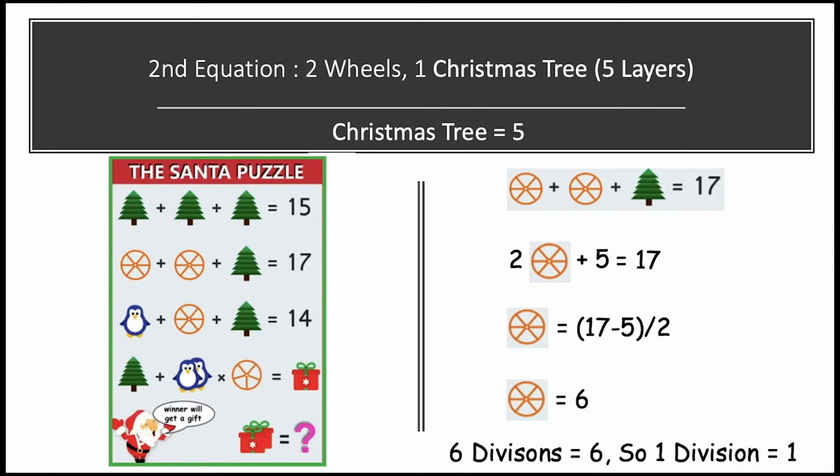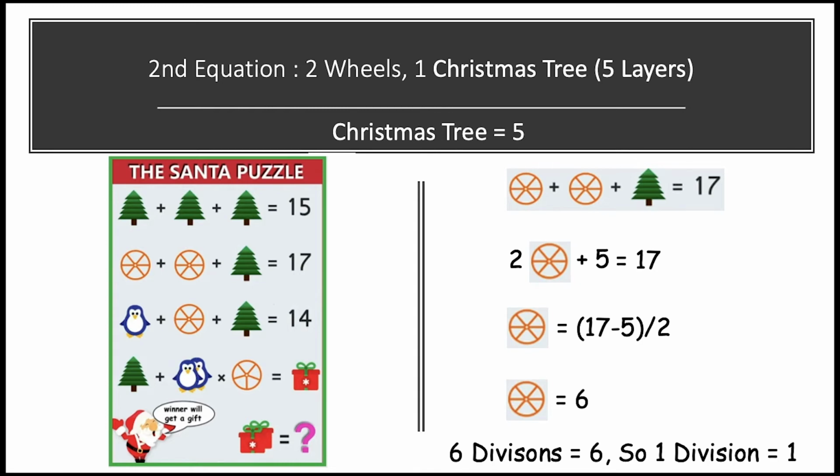In the second equation, we have 2 wheels and 1 Christmas tree of 5 layers, whose sum is equal to 17. Now from the first equation, we have the value of the Christmas tree with 5 layers equal to 5. Putting that value in this equation and solving for the value of the wheels: 2 into wheel plus 5 is equal to 17. So wheel is equal to 17 minus 5 divided by 2, that is 6. So one wheel value is equal to 6.